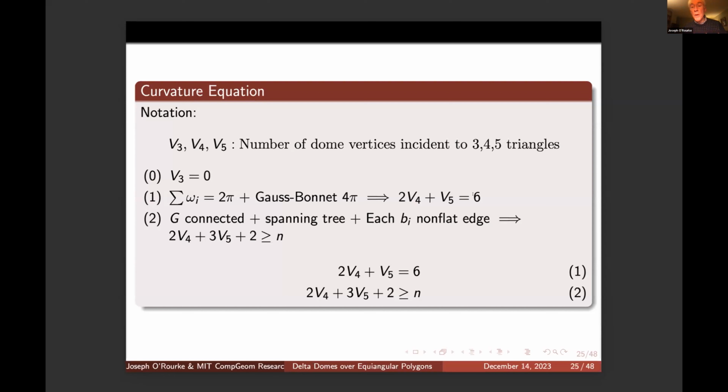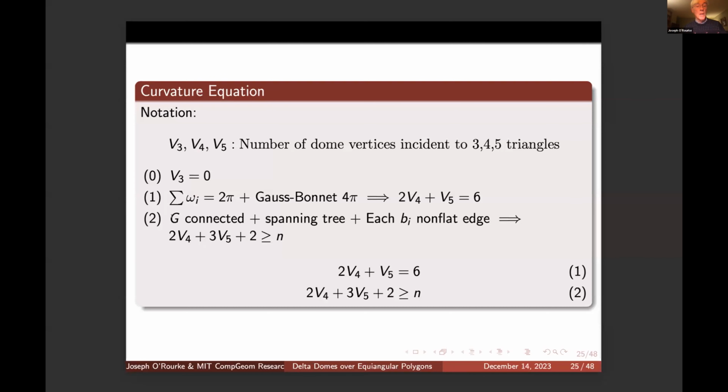The 6 comes from 2 times 3, because if you have a V4 vertex, it has 4 equilateral triangles, but it's missing 2. So that's 2/3 pi. And when you clear the thirds, you end up with 6. So this little equation, assuming V3 is 0, must be satisfied. And we get one more equation, and then you'll see where this goes.